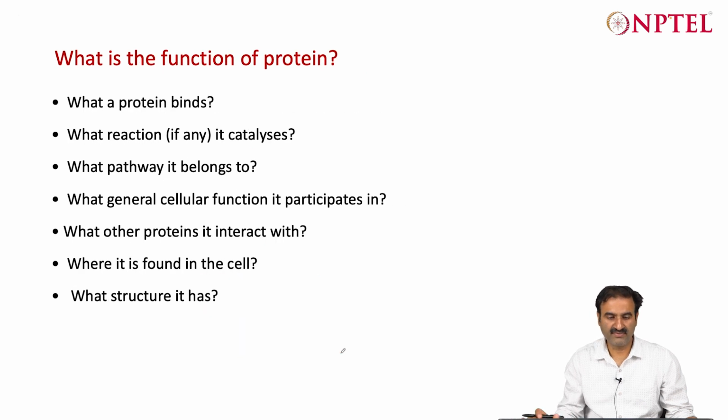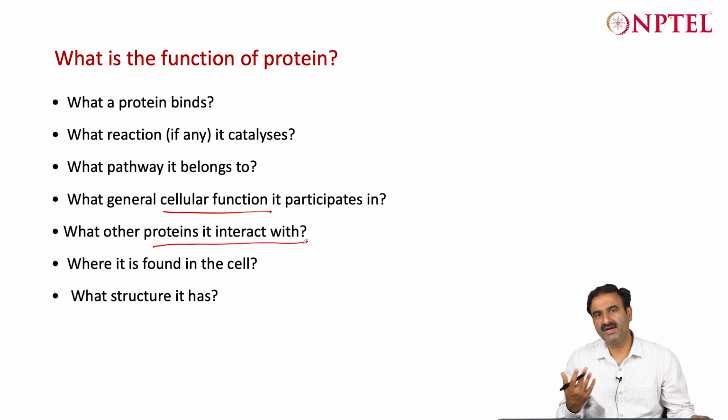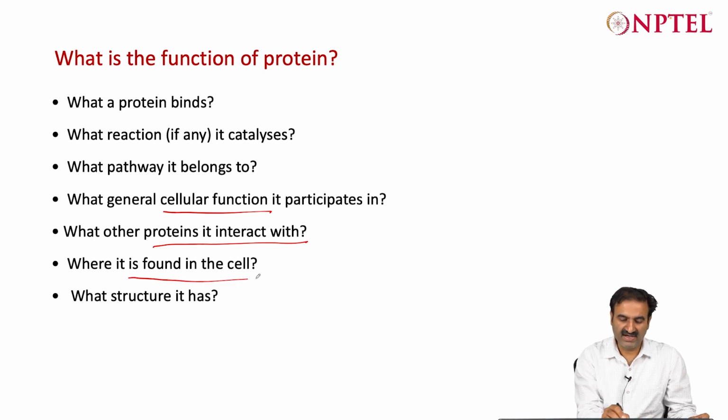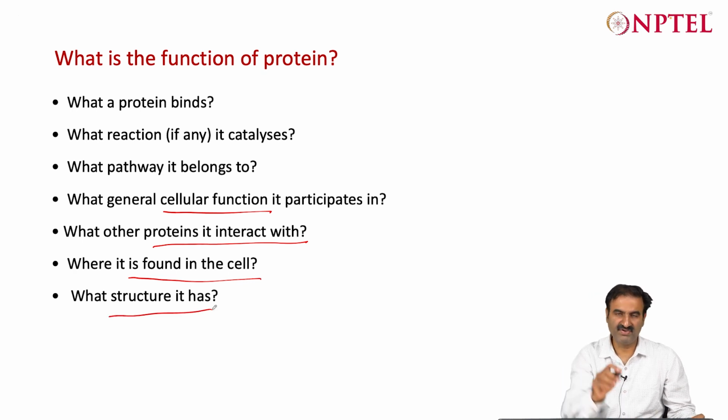So for a function we should know where a protein binds, what reaction it is catalyzing, which pathway it belongs to, and whether it is common between pathways or unique to that pathway, as an enzyme. In the cell, what cellular function it is doing, and what other proteins it is interacting with, because protein interaction is also a very important area to understand a disease or problem. And where it is exactly found in the cell, its nuclear, membrane or cytoplasmic location, and its structure, which is also very important.